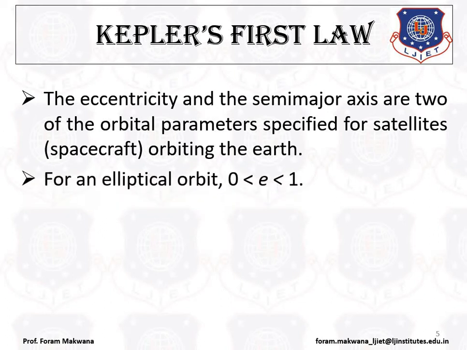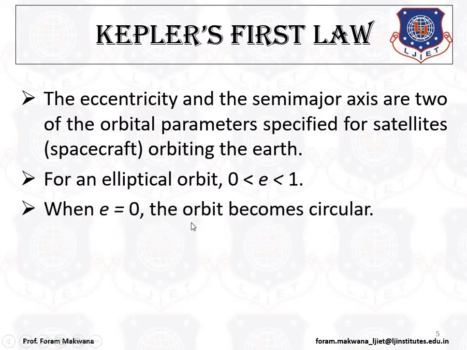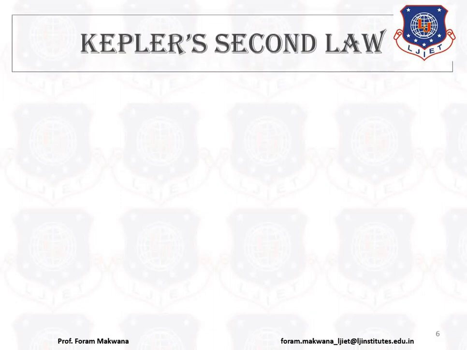Over here, the eccentricity and the semi-major axis are the two most important orbital parameters which are specified for satellite, which is orbiting around the Earth. If you want to define the eccentricity for elliptical orbit, then its value lies in between 0 to 1. And for circular orbit, its value is 0. So this is Kepler's first law.